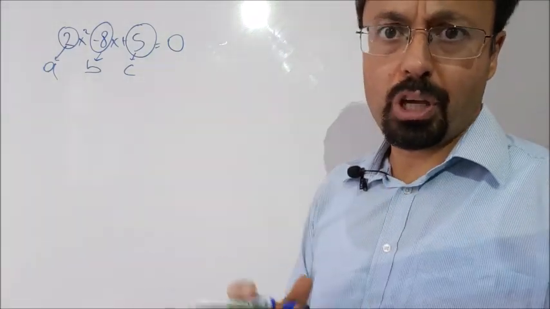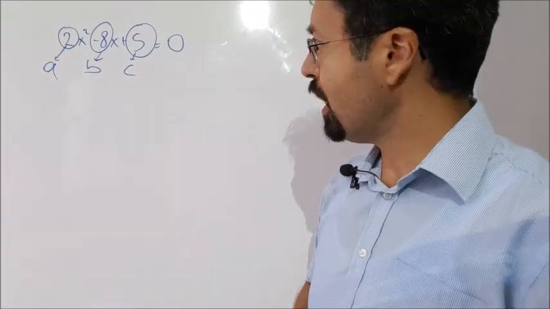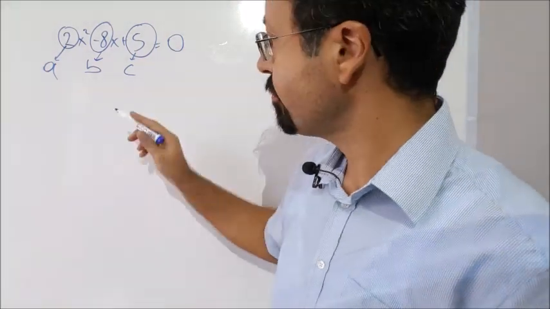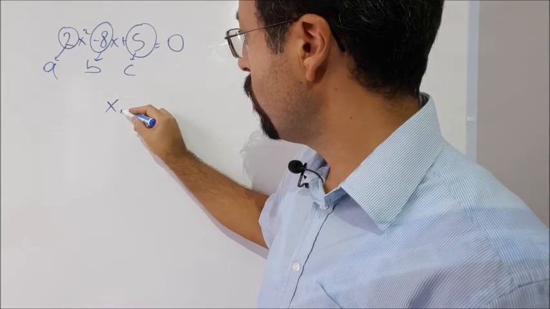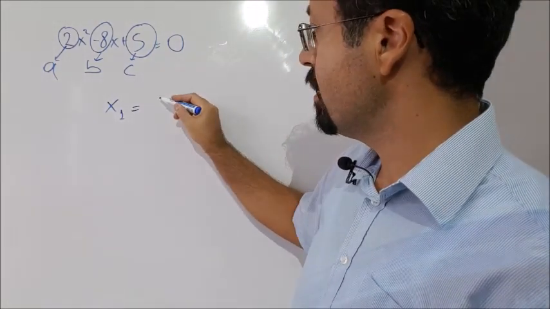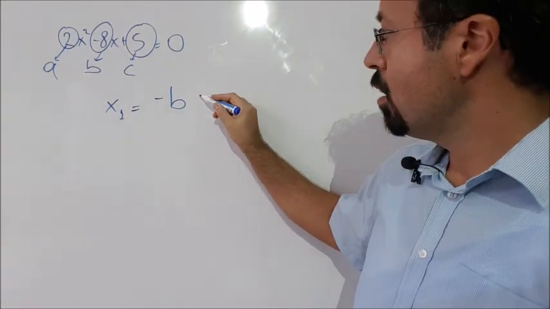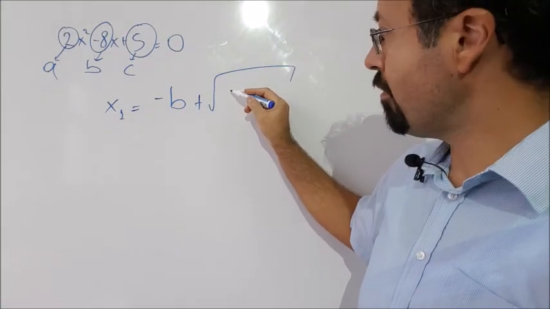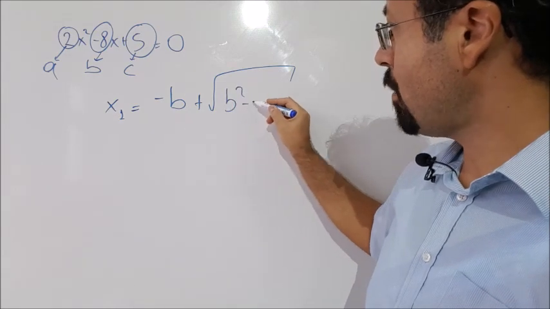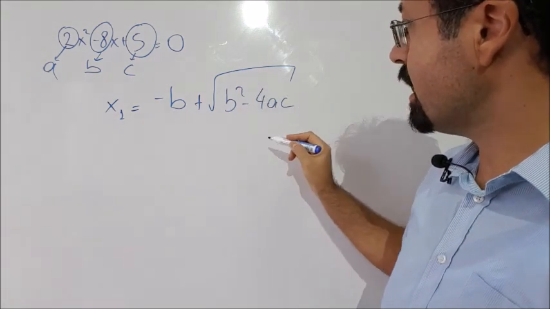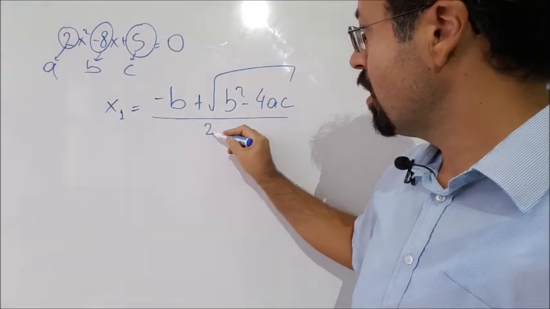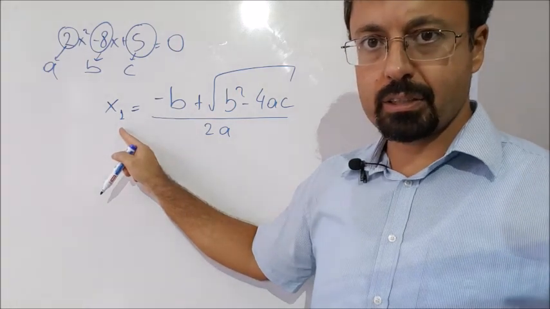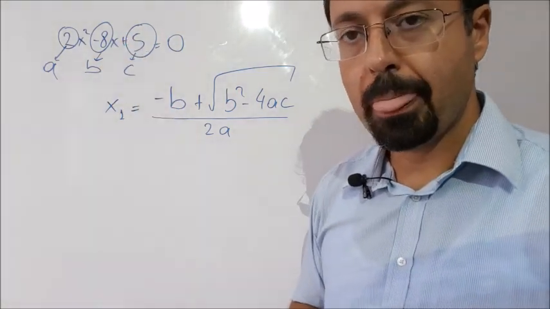So what is the quadratic formula? Quadratic equation is very easy. You just have to remember one formula. x1 is minus b plus the square root of b squared minus 4ac over 2a. So that's one of the values of x. That's one of the roots of this equation.